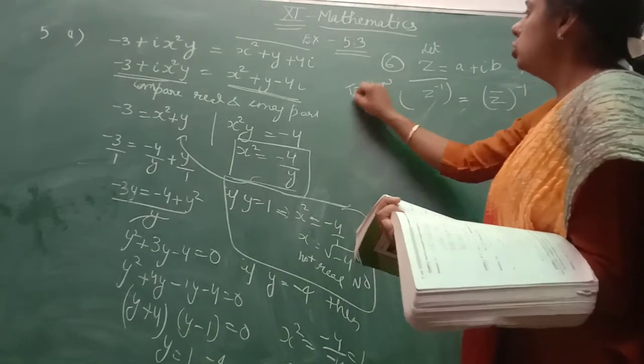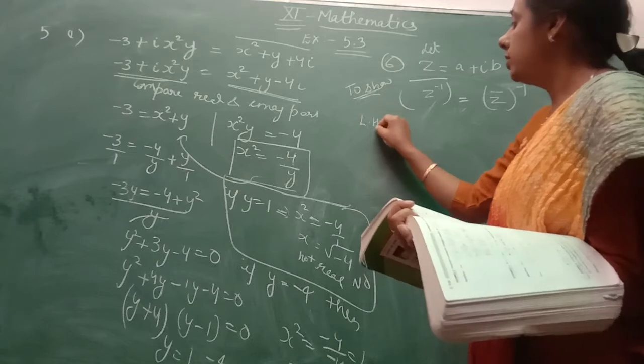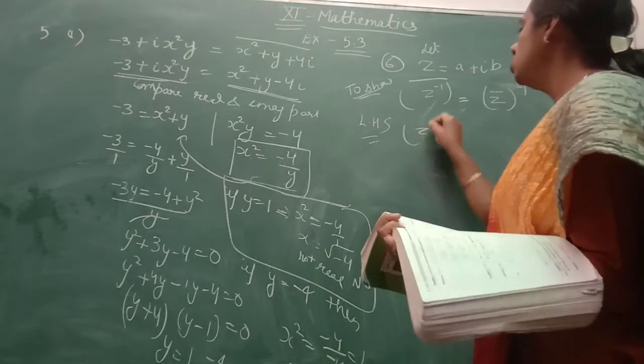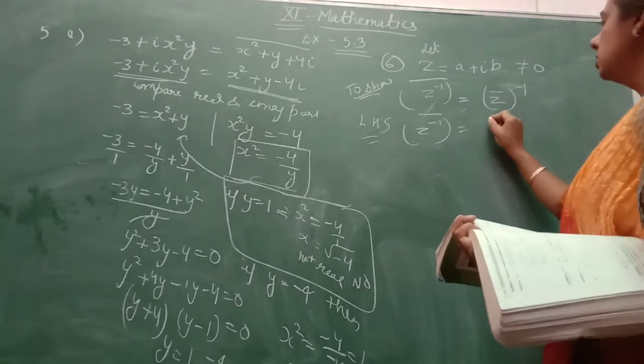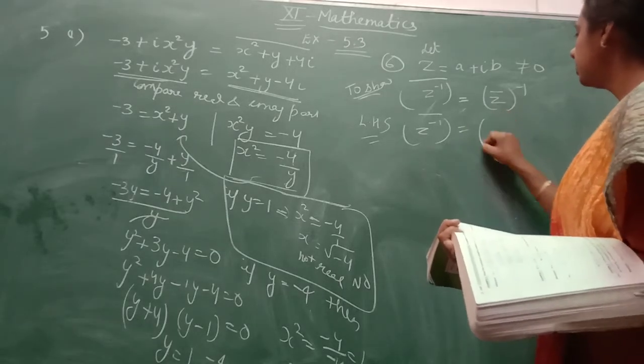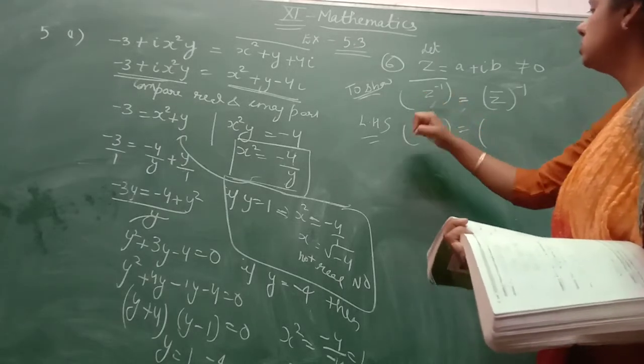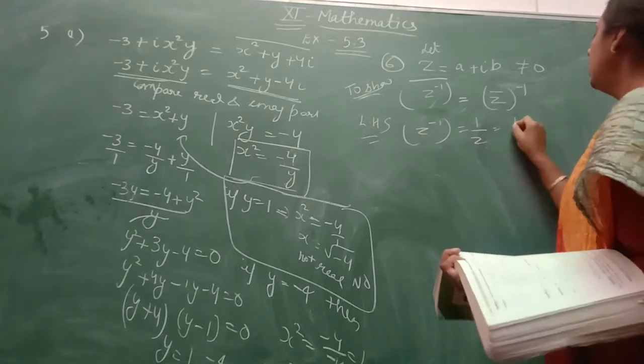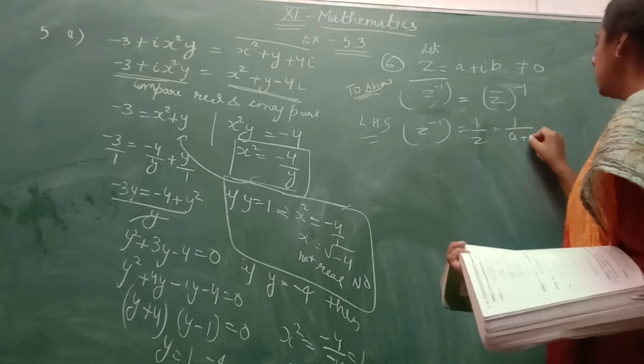Okay, so for showing it, take firstly the left hand side, that is z inverse whole conjugate. Firstly take the inverse. What is the z inverse? Firstly I am just solving the z inverse. What is the z inverse? 1 by z, and what is z? That is a plus iota b.